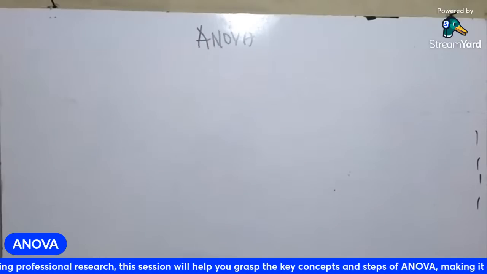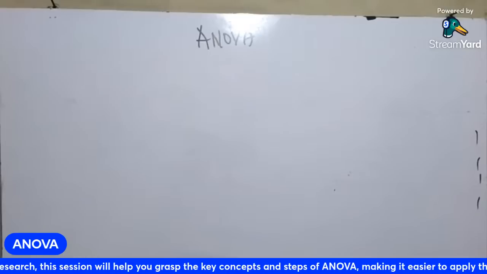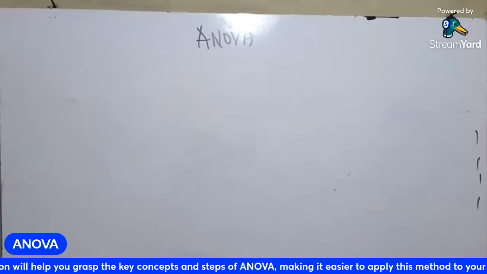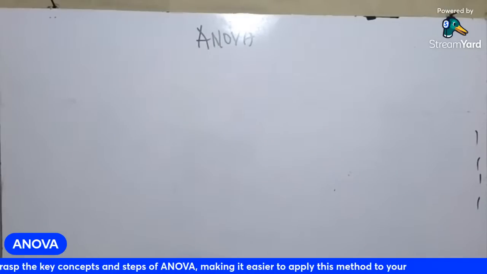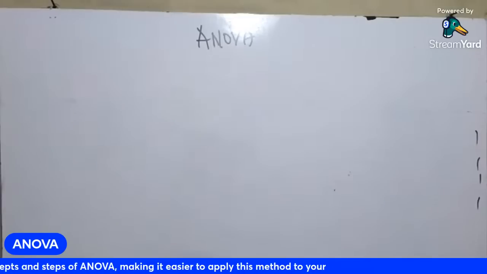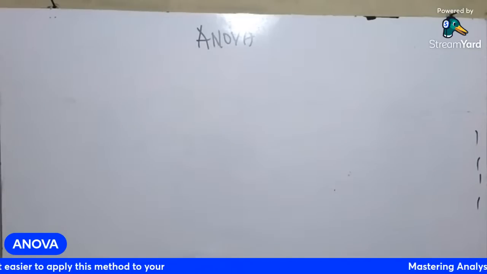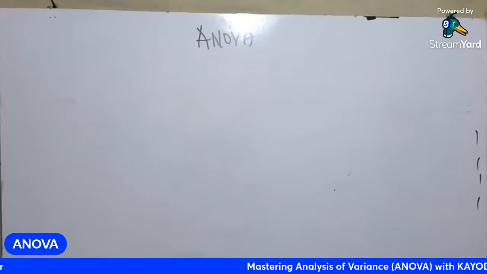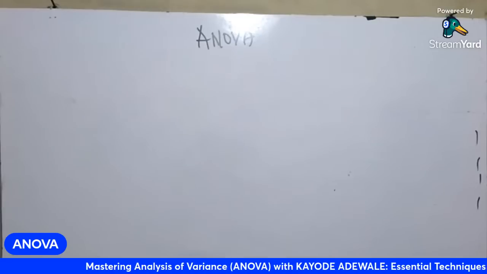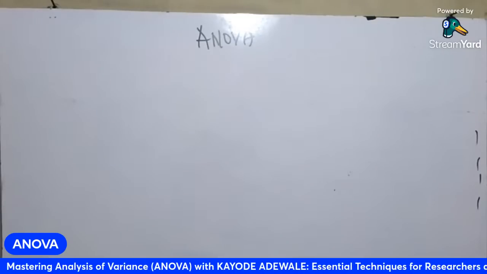So we want to first of all look at those steps or procedures that you follow when you want to use analysis of variance. We'll be looking at them one after the other. But before we look at it, what is analysis of variance itself? What is analysis of variance? Like I said, at what point do we use analysis of variance?